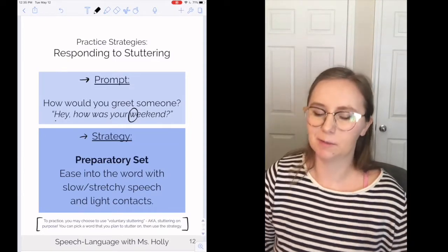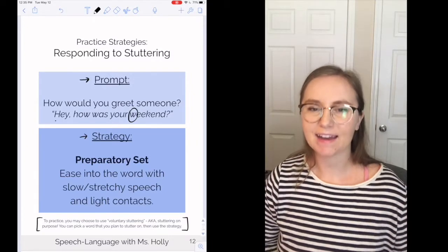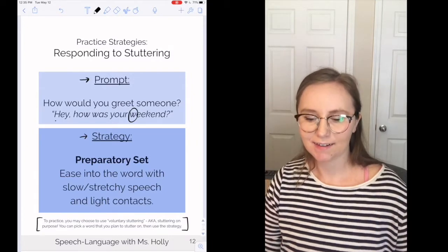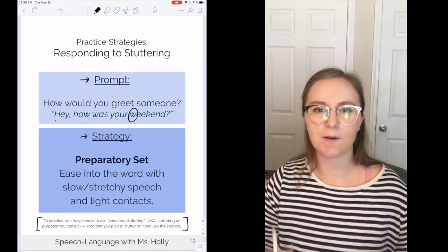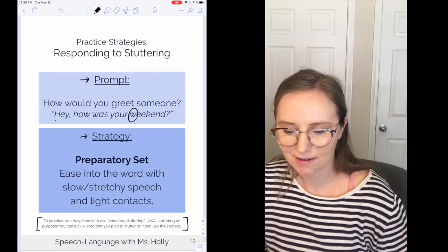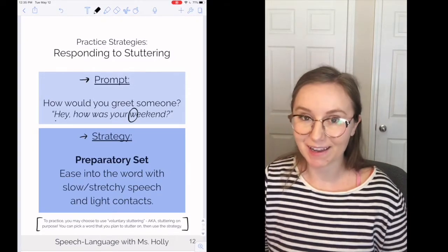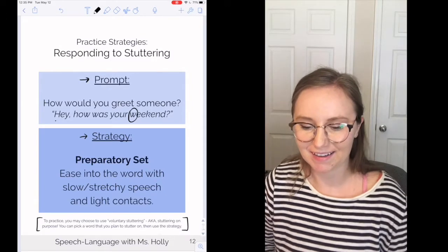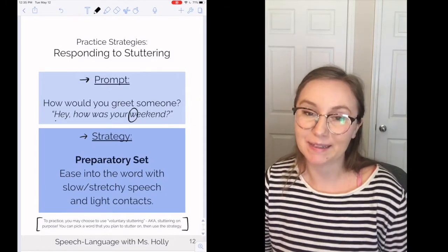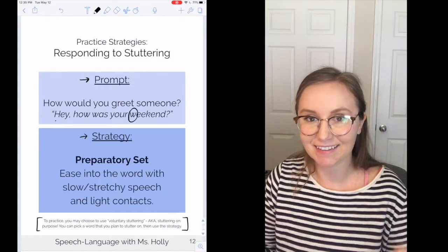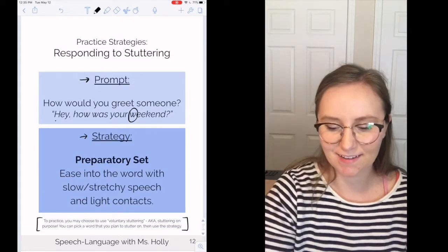I'm going to try that one more time. Hey, how was your weekend? Okay, that time felt kind of slower and stretchier. You can try this on your own too. You can pick a greeting and then plan to add some tension and then use this preparatory set.